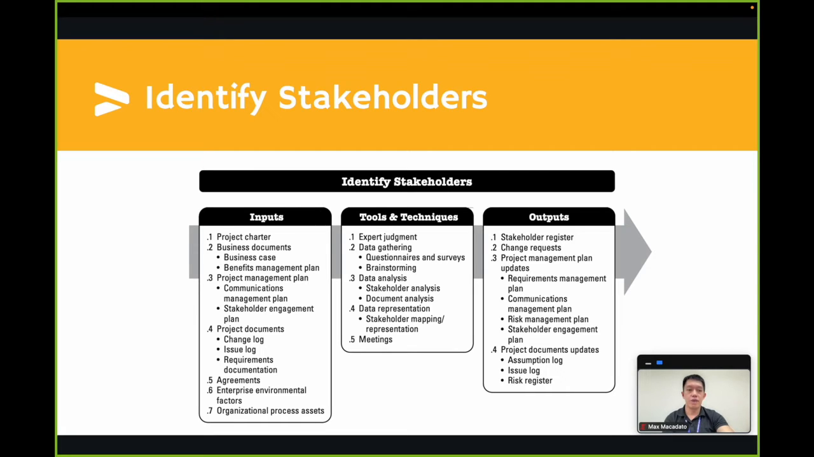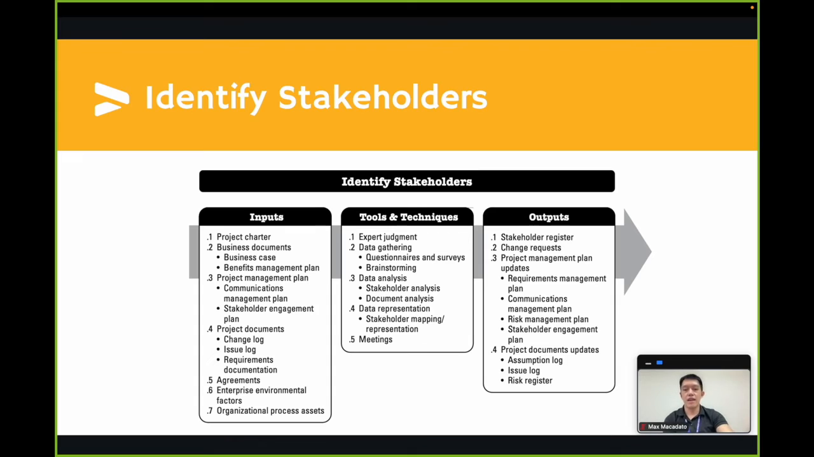Third is the project management plan, which includes the communications management plan as well as a stakeholder engagement plan. Information included in the communications management plan is a source of knowledge about the project's stakeholders. Meanwhile, the stakeholder engagement plan identifies the management strategies and actions required to effectively engage stakeholders.